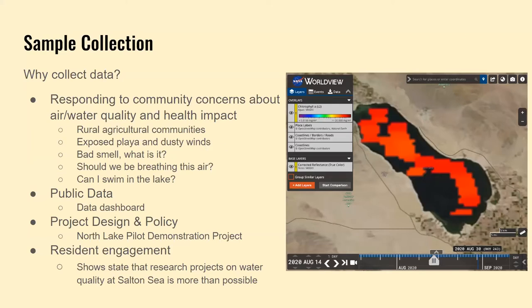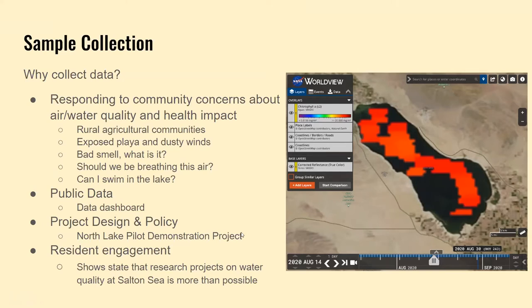If you have ever visited the Eastern Coachella Valley, or if you live in the Eastern Coachella Valley like myself, we do have these occasional bad smells. You know, what are those bad smells? Where are they coming from? Are they coming from the Salton Sea? We're trying to find indicators of bad smells, like sulfate. Should we even be breathing this air? Considering the dusty winds, the exposed playa, this bad smell.